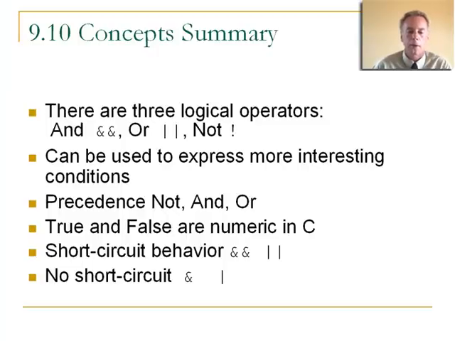And lastly, we looked at the short circuit behavior of the and, or operators. If you have false on the left of an and, you can short circuit, you don't need to do the right. And if you have true on the left of an or, you can short circuit and save some computing time. The other operators, which are less commonly used, the single keystroke operators for and, or, will evaluate both sides, regardless of how the left-hand side evaluates.